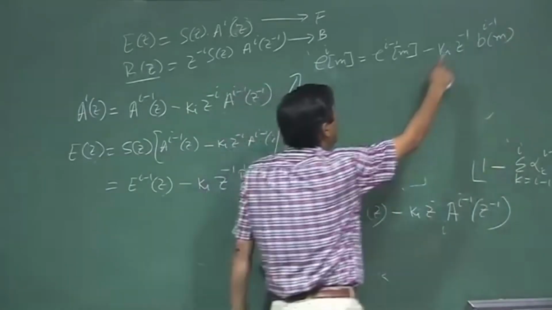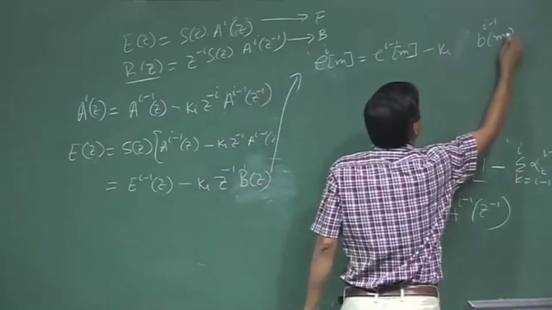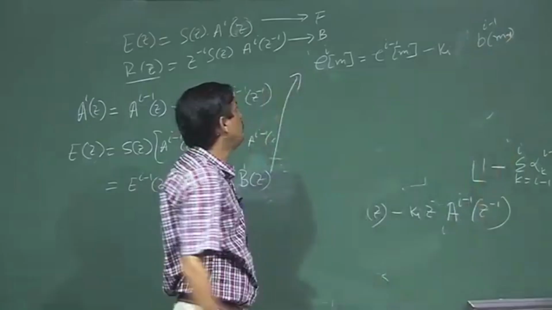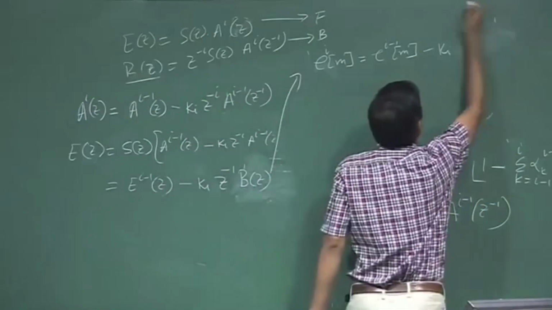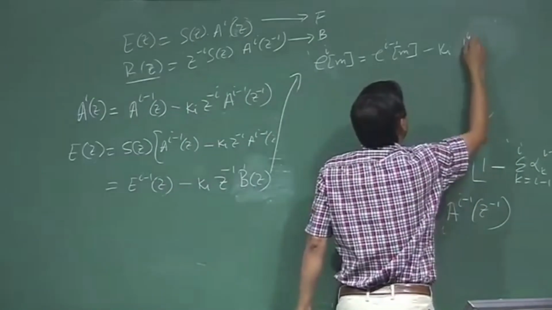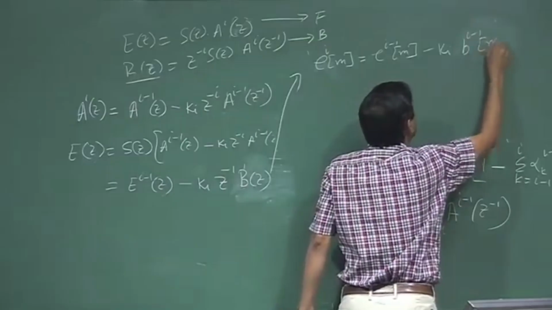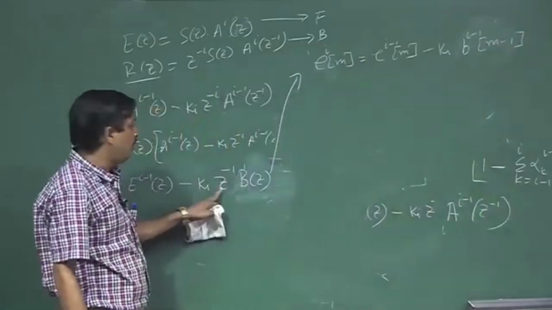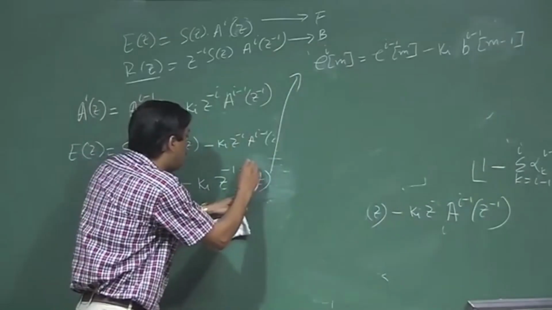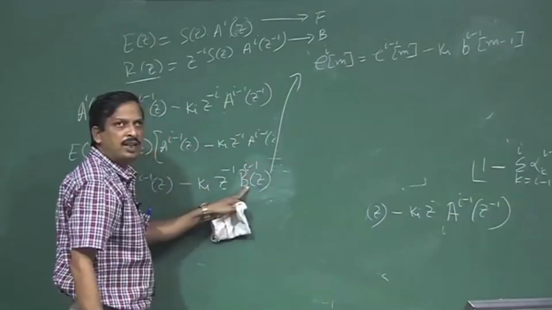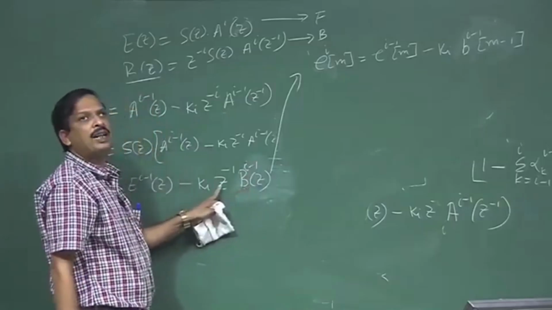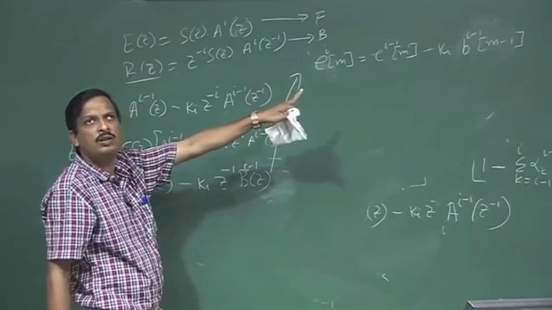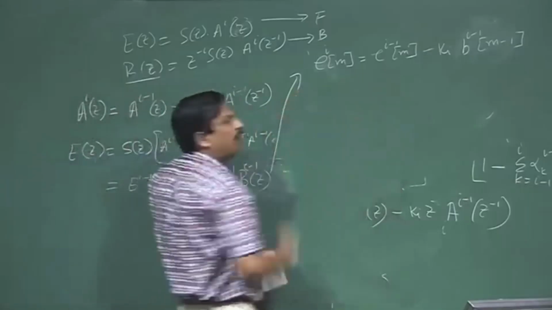Since z to the power minus 1 is there, I can write minus 1 here. So I can write clearly b i minus 1 of m minus 1, because z to the power minus 1 is there. So b i minus 1 of m, with a one sample delay, becomes b i minus 1 of m minus 1. So this is the forward prediction error.